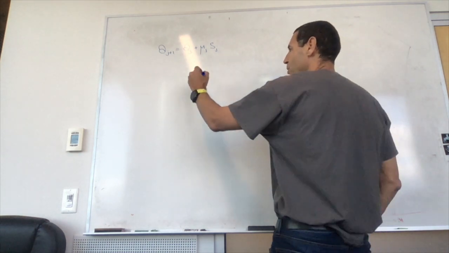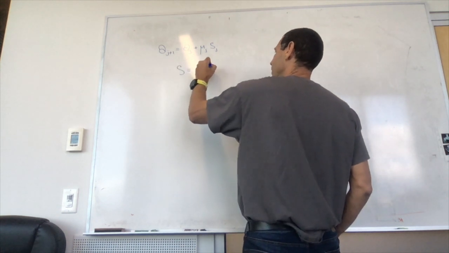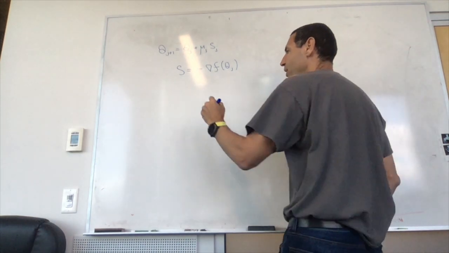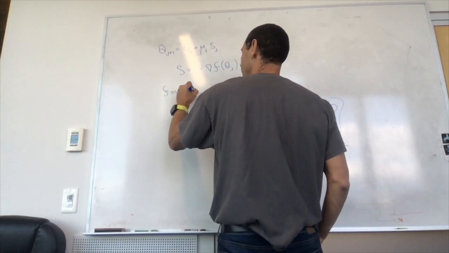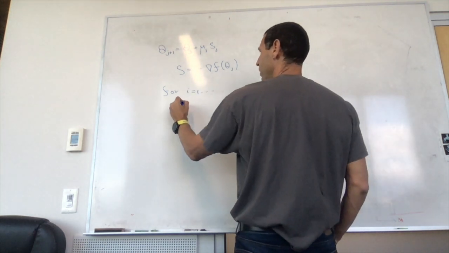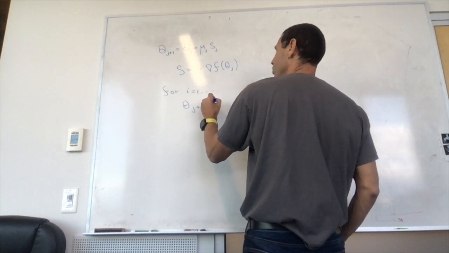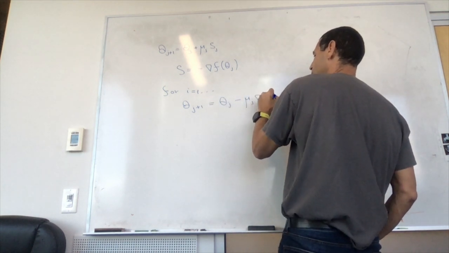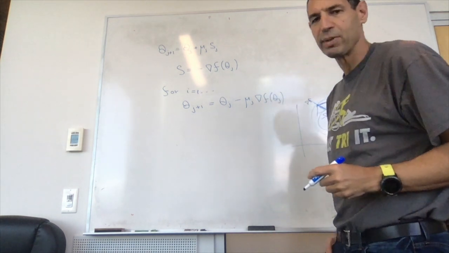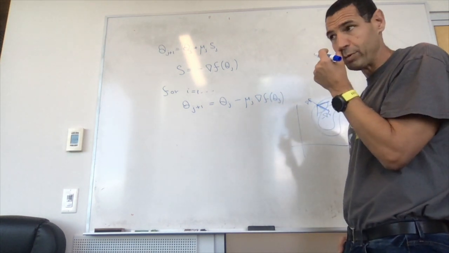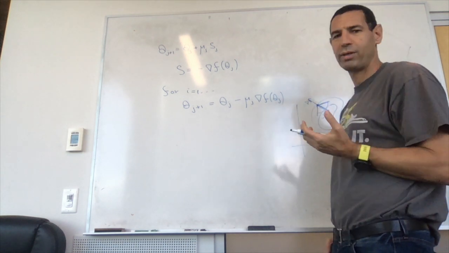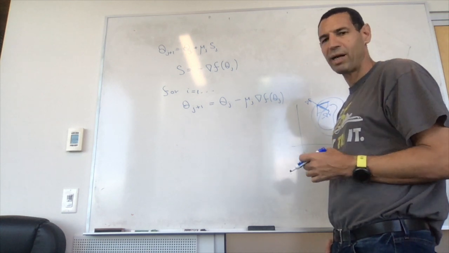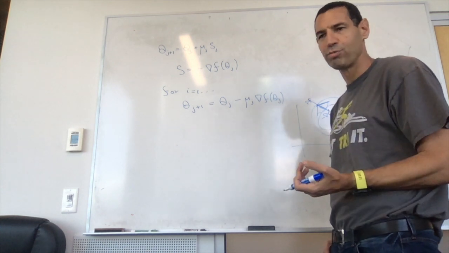So the idea we have is this. Remember, s was supposed to be equal to the minus gradient of f at theta j. So basically we have an algorithm that says something like this: for i equals 1 to whatever, update theta j plus 1 to be equal to theta j minus mu j times the gradient of f at theta j. And that's basically the steepest descent algorithm. Again, I have to choose mu. I can choose it to make sure that the function decreases, but many algorithms just say, for simplicity, choose mu to be constant.